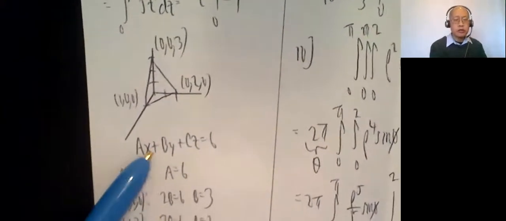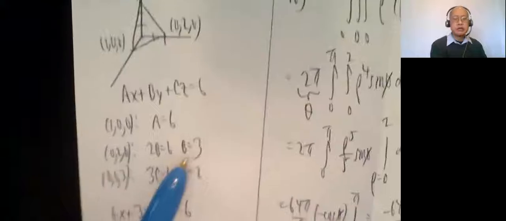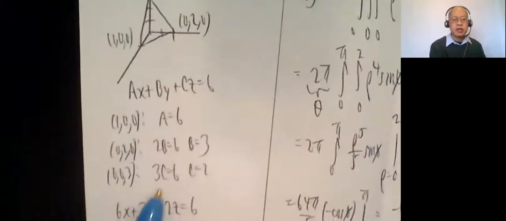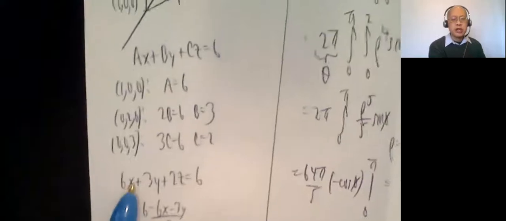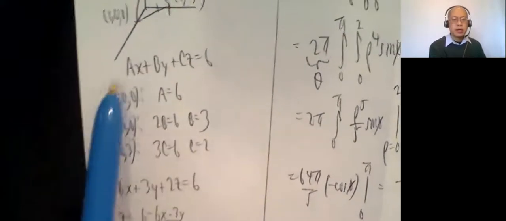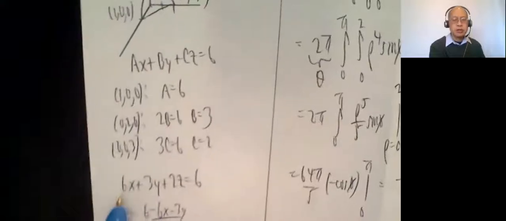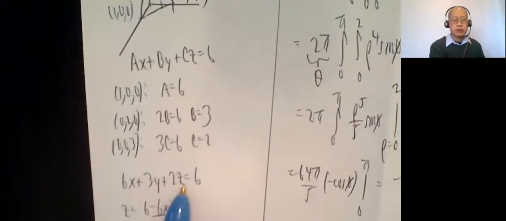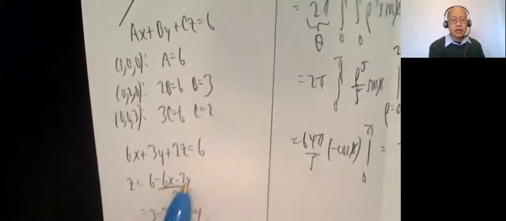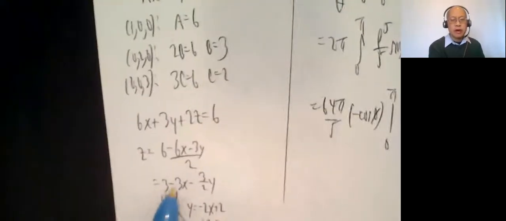So 1, 0, 0, put in 1, 0, 0, that means A is 6. 0, 2, 0, put in 0, 2, 0, that means 2B is 6 or B is 3. And 0, 0, 3, put in 0, 0, and a 3. 3C is 6, C is 2. So the equation is 6x plus 3y plus 2z equals 6. Quick double check: 1, 0, 0 works. 0, 2, 0 works. 0, 0, 3 works. Okay, a little bit of algebra. z is (6 minus 6x minus 3y) over 2, or 3 minus 3x minus 3 halves y.